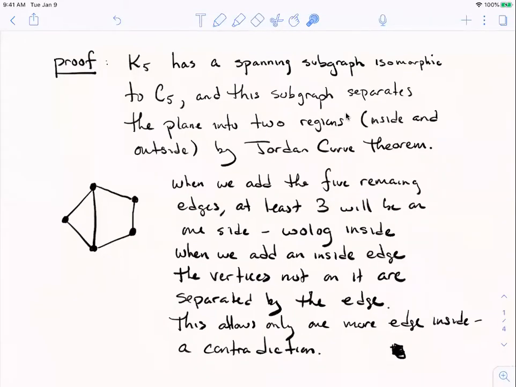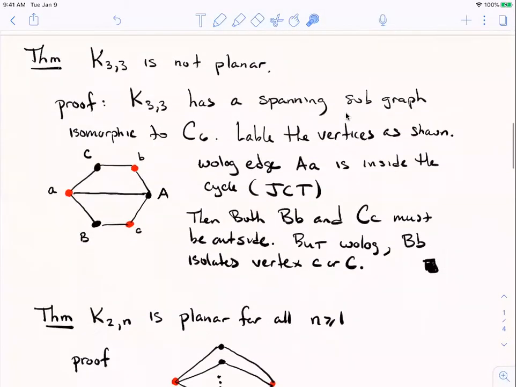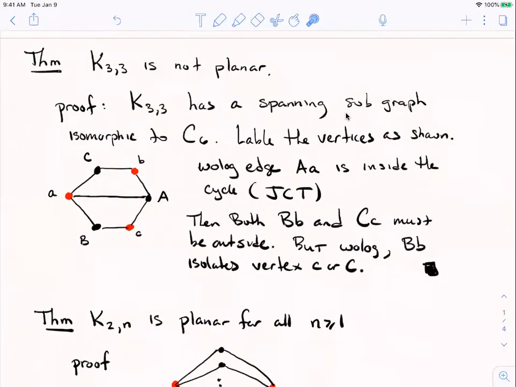So that only allows us to draw one more edge inside with no crossing, because that vertex that gets separated can't be connected to any of the other vertices without inserting a crossing. All right, but we said we were going to have 3 edges inside, so that's our contradiction. So K5 is a non-planar graph. That's one proof of it. Here, I want to prove to you also that the complete bipartite graph K33 isn't planar.